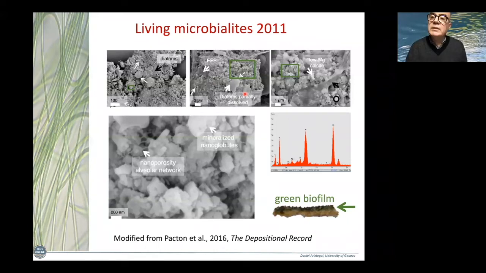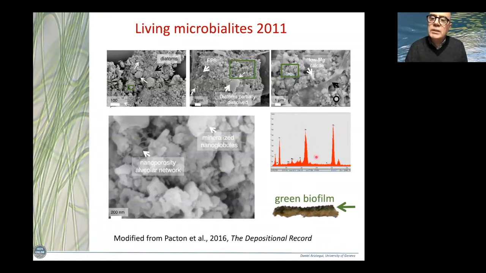Then if we go into more detail, again, we find crystals, or let's say starting crystals, of low magnesium calcite. If we analyze this in more detail, we see what we call mineralized nanoglobules, and a nanoporosity that starts to develop, an alveolar network here. You see here that they are joining together and starting to form these crystals that you will see in the next slide.